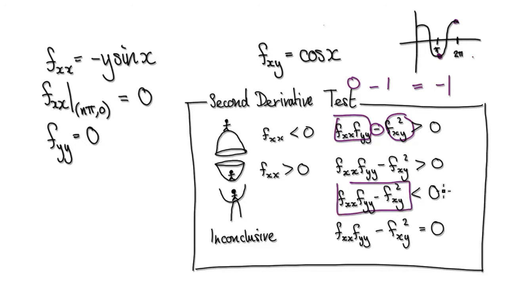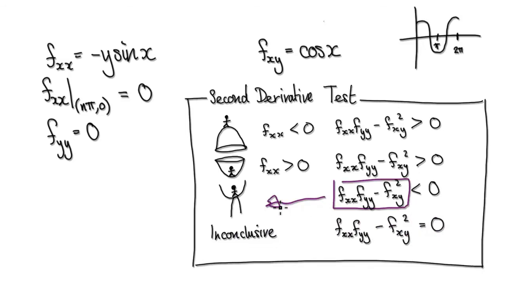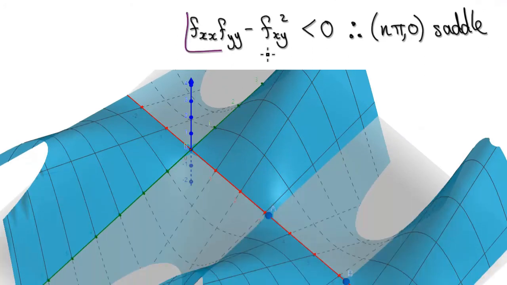Well, -1 is not bigger than 0, so it's not the local max or local min scenario. And -1 is not the same as 0, so it's not inconclusive. It's actually a saddle point. This quantity being less than 0, we can conclude that these multiple points turn out to be saddle points.